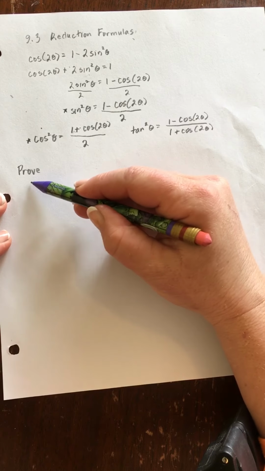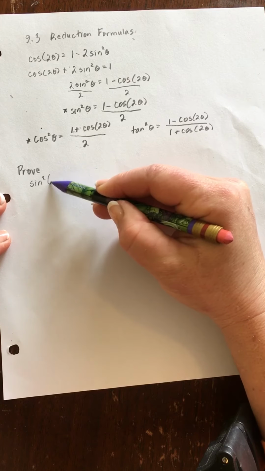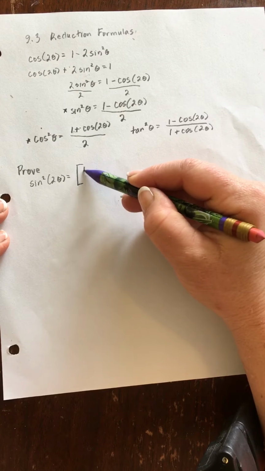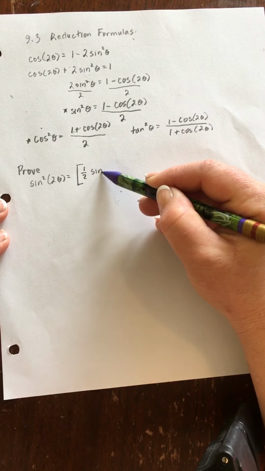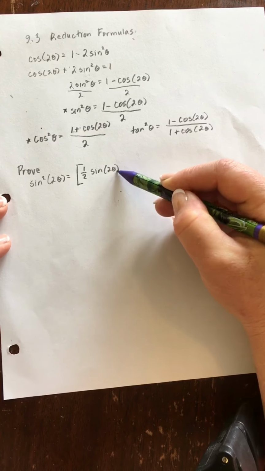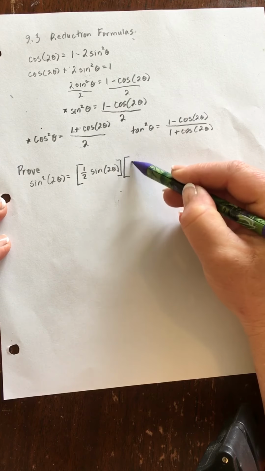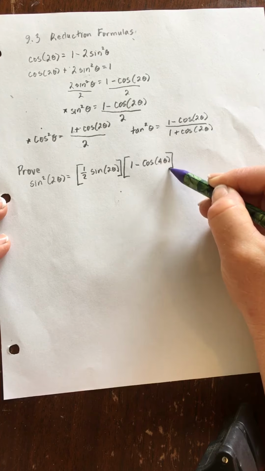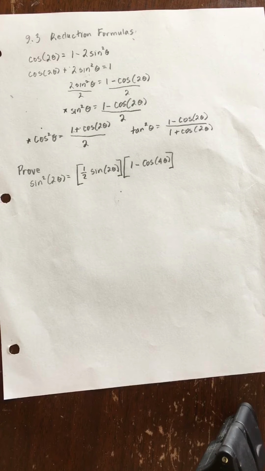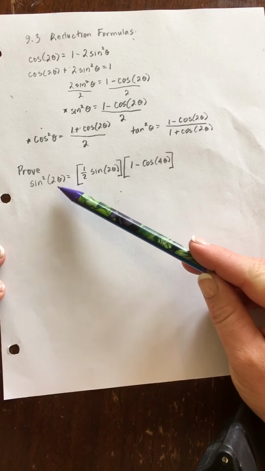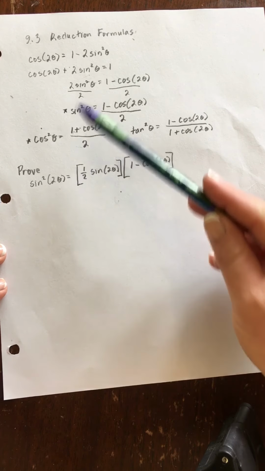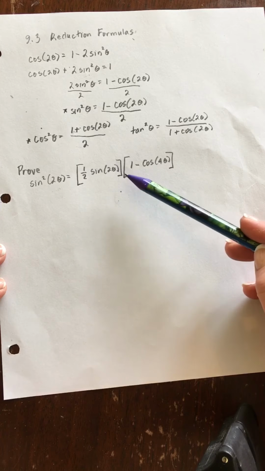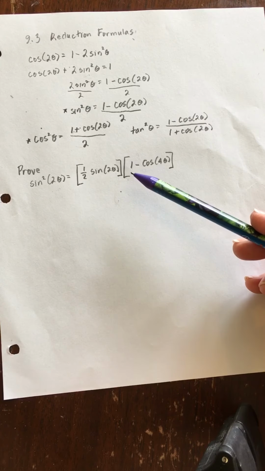We want to prove that the sine cubed of 2 theta equals 1/2 the sine of 2 theta times 1 minus the cosine of 4 theta. I'm going to work on the left side because we have formulas that reduce. I'm just going to start working on the left-hand side, and I want the left-hand side to turn into this.